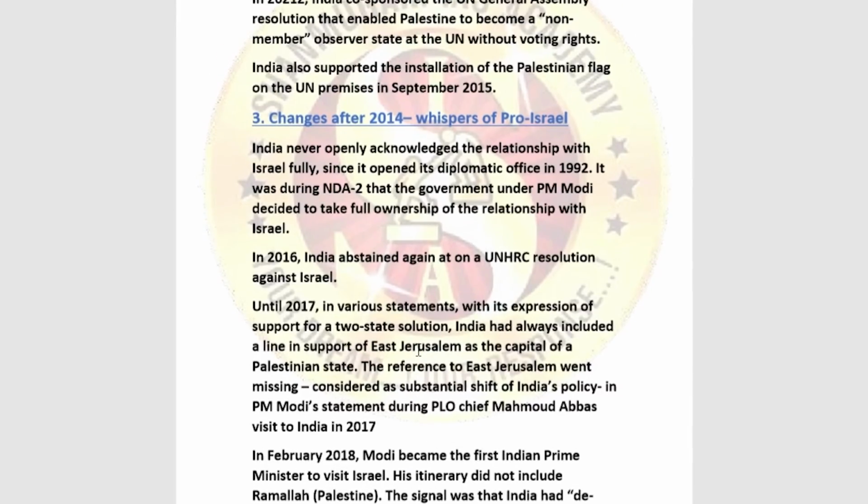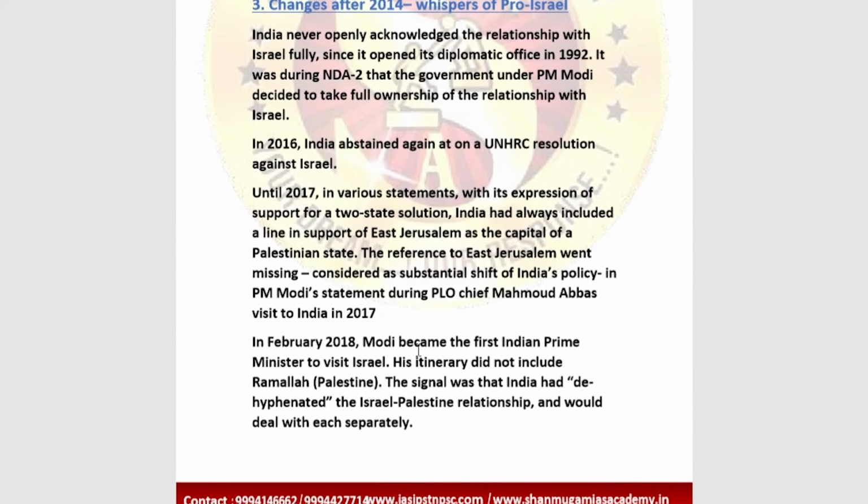India co-sponsored the UN General Assembly resolution and enabled Palestine to become a non-member observer state at the UN without voting rights. India also supported the installation of the Palestinian flag on the UN premises in September 2015. This has also happened. So most of the changes happened in this phase, and the changes after 2014 are leaning towards the pro-Israel side. So this is what happened after 2014.